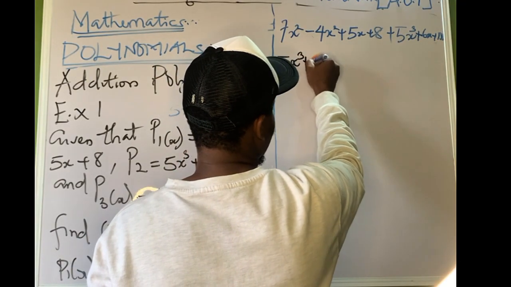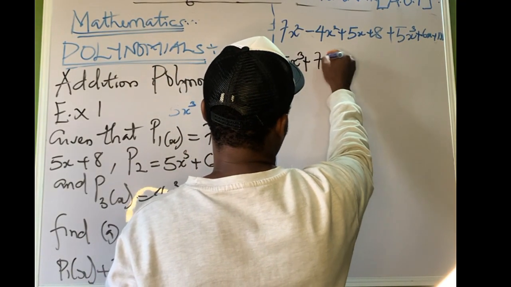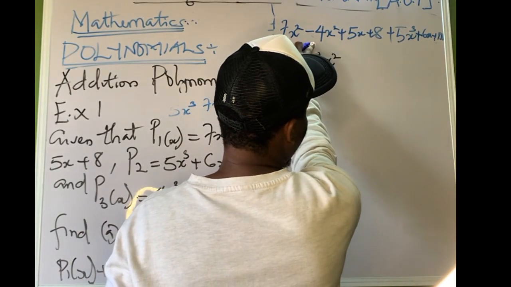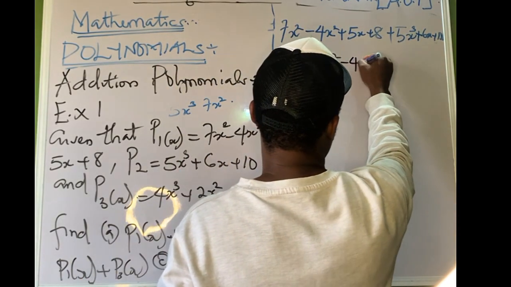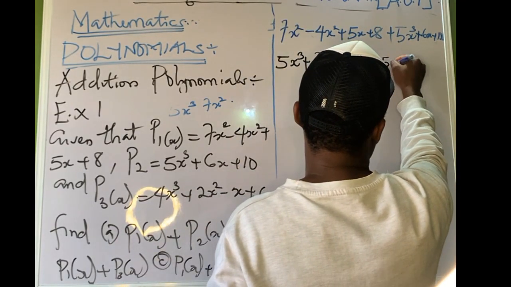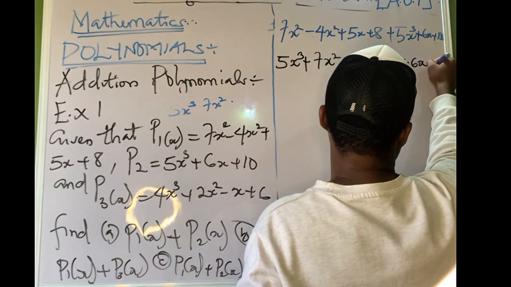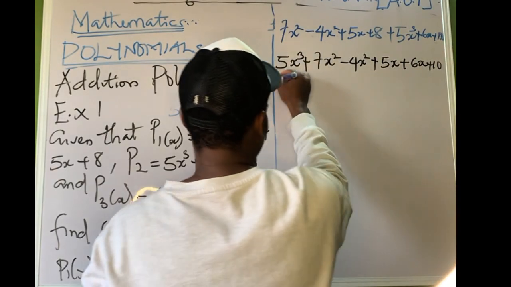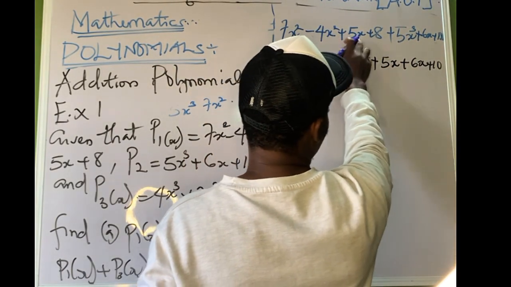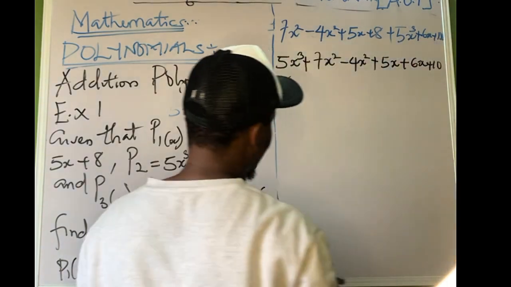Okay, I now have my 5x cubed plus my 7x squared, collecting the like terms now, and after that I have minus 4x squared plus what else? I have plus 5x, plus 6x, plus 10, and plus 8. 1 2 3 4 5 6 7. Do you see that it's complete now?